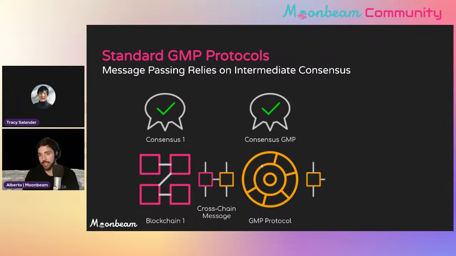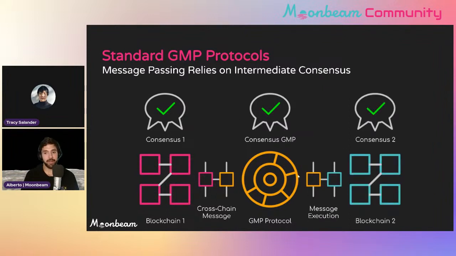Right. So, I mean, this GMP protocol consensus can be as easy as a multisig, or as complicated as multi-party computation multisig, or you have something like Axelar, which has a proof of stake network on top of the consensus that they use to pass messages to other networks. And so there are different mechanisms to decide this middle part here.